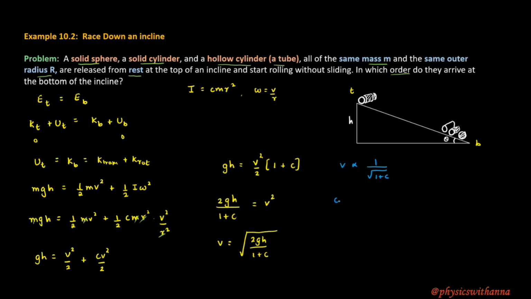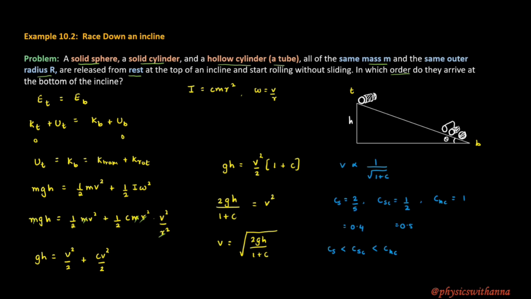We know C for a solid sphere is 2 over 5. C for a solid cylinder is 1 over 2. And C for a hollow cylinder, which is a tube, is nearly 1. This is nothing but 0.4 for the solid sphere. For the solid cylinder, it will be 0.5. And for the hollow cylinder, it will be 1. And if you compare these values, you will see that C for the solid sphere is smaller than C for the solid cylinder, which is smaller than C for the hollow cylinder.